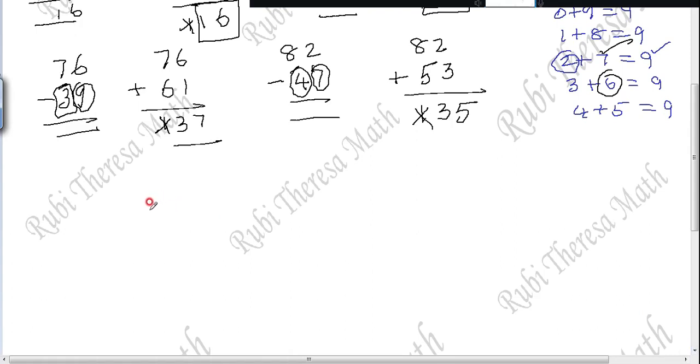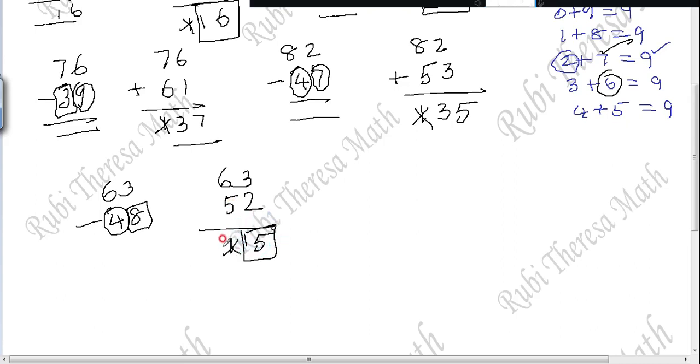Same way for 63 minus 48. So 63, here 8. To make it 10, you have to write the complement, 2. Here 4. To make it 9, you have to write the complement, 5. So 5. 3 plus 2, 5. 6 plus 5, 11. So strike it out. 15 is the answer. Do you follow? Do you follow or not?